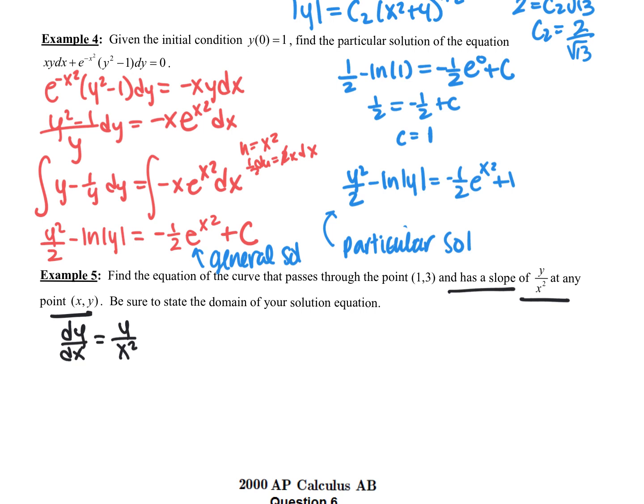And then when it says find the equation that passes through this curve and has that slope, you're asking for the solution that goes through that point. So you're going to find the particular solution. Start by separating your variables. You should have 1 over y dy is equal to 1 over x squared dx, if you've separated correctly.